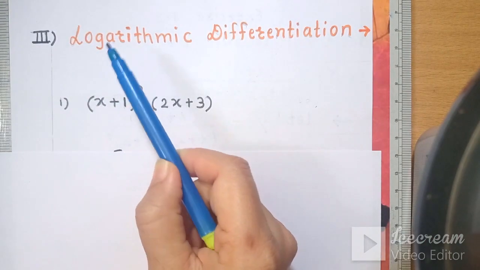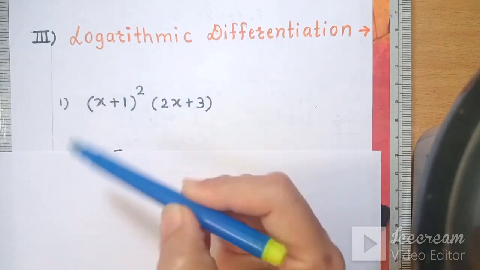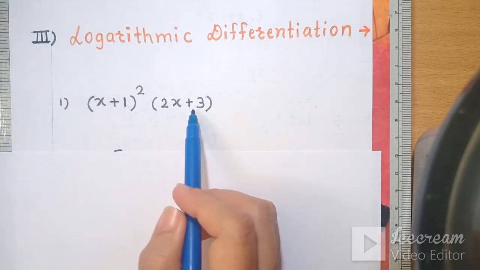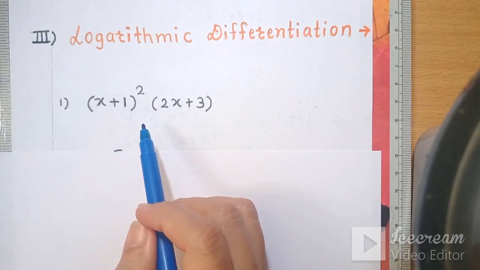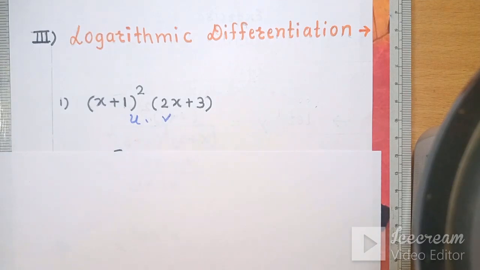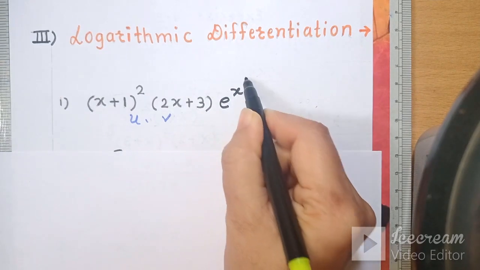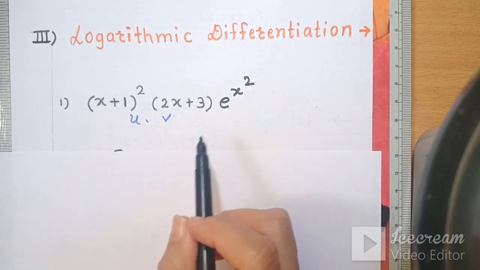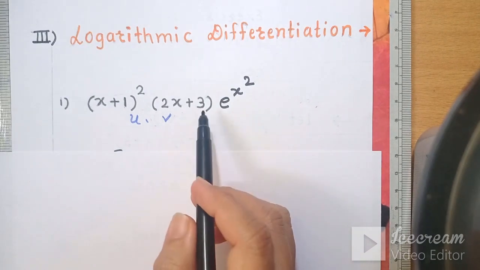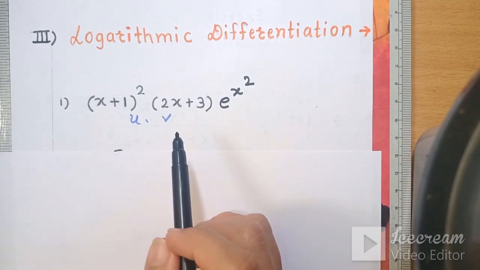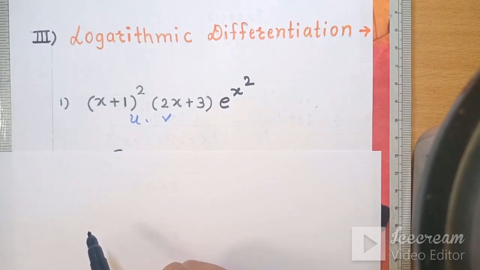Today we are going to study our third type, which is logarithmic differentiation. Let's see the first example. Here we can observe two functions in multiplication, so we will use the u dot v rule and find the derivative. But if another function is multiplied to this, there are three functions, so it becomes complicated. In this case, it is convenient to first take the logarithm of this function and then find the derivative.